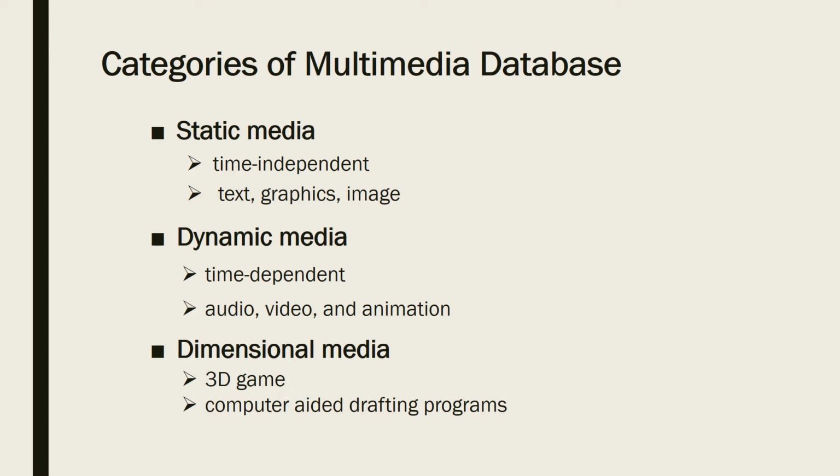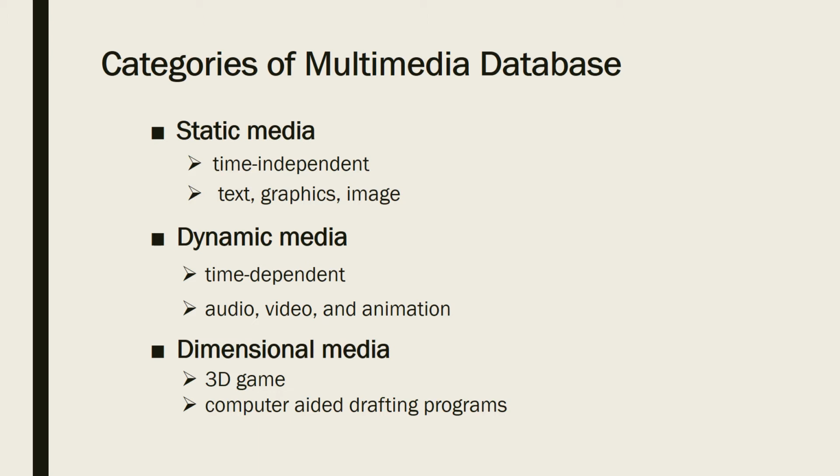There is also dynamic media. Dynamic media is time-dependent. A time-dependent media is said to be a continuous media object if the presentation durations of the units of the media stream are all equal. For example, video is a continuous media object since all units are of equal durations.